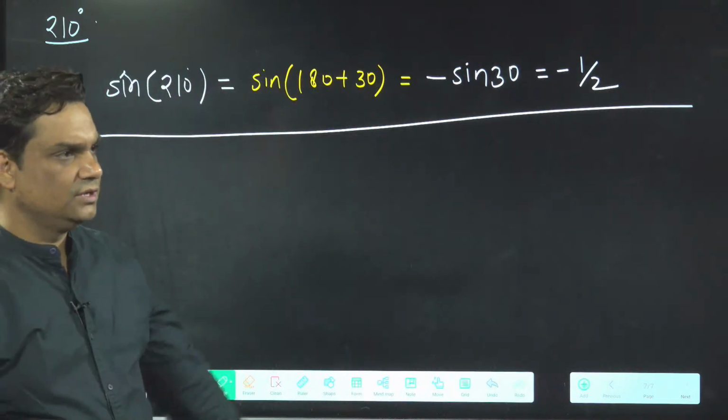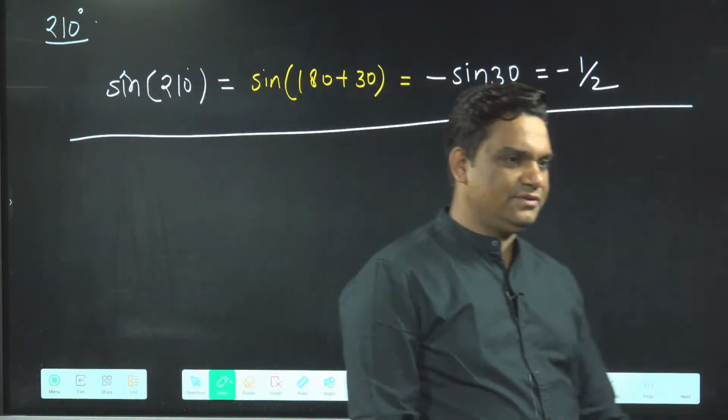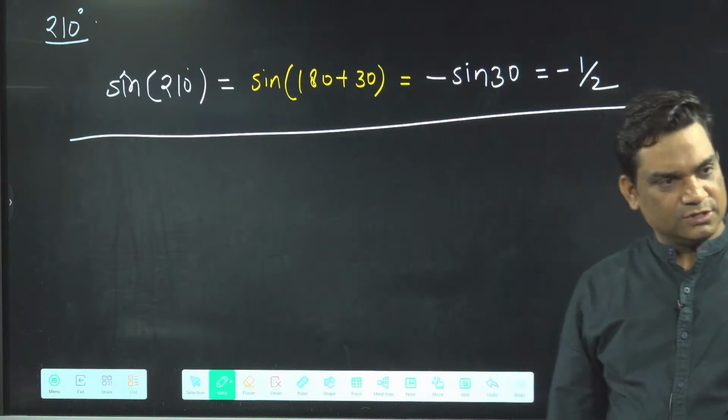Can we go for next? You know the homework. Homework you will do. Remaining 5 ratios you have to find. So we'll go for next.